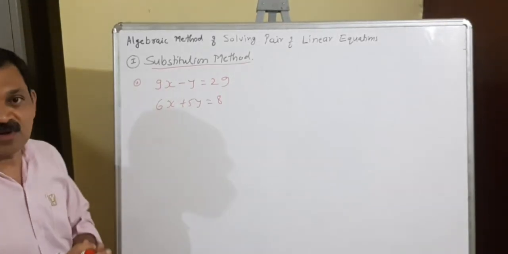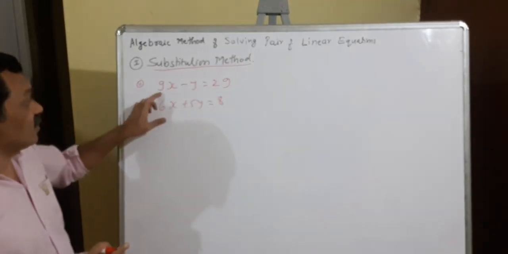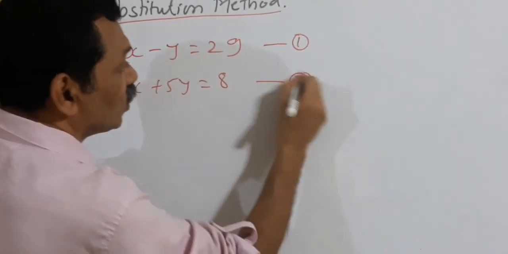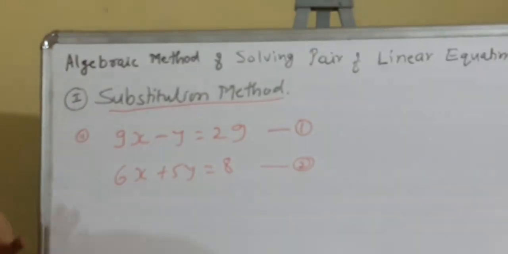Okay, we will go for another example. Here I have taken 9x minus y is equal to 29. This is equation number 1. And 6x plus 5y is equal to 8. This is equation number 2. Again, look at the coefficients of all these four terms.